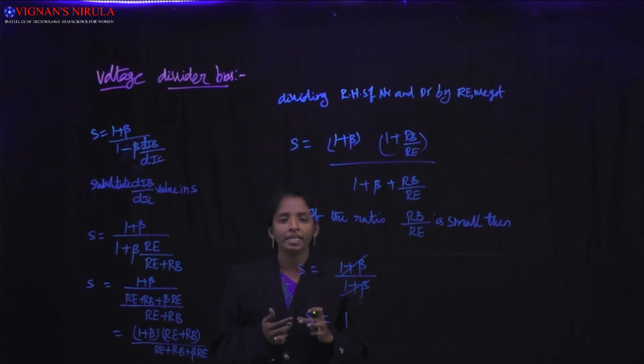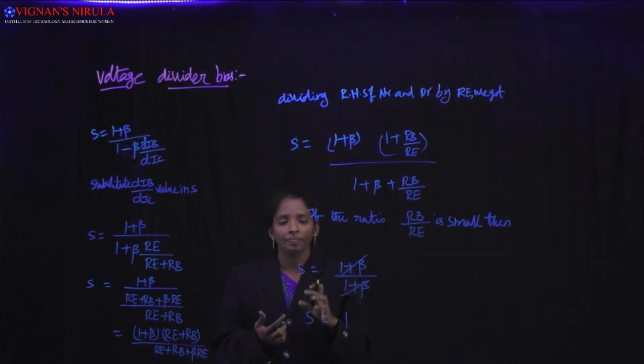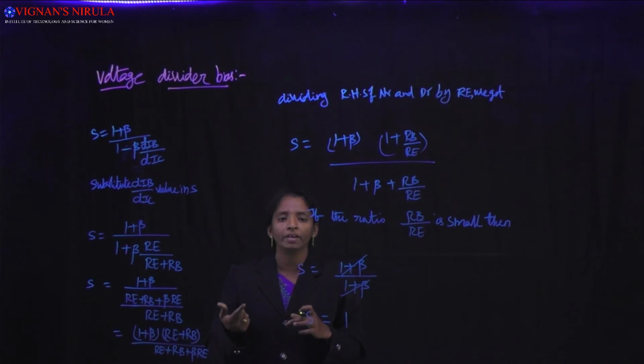RE creates a negative feedback. It decreases the current at the base of the transistor. When the current increases, one portion of the output signal is fed back to the base of the transistor through a feedback resistor, that is RE. So it will decrease the base current of the transistor.